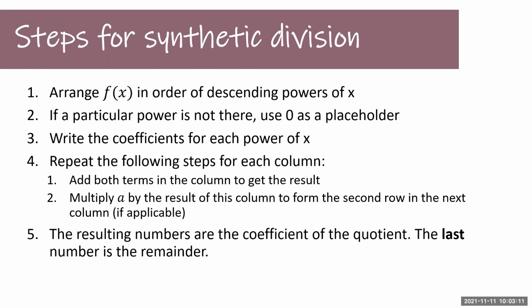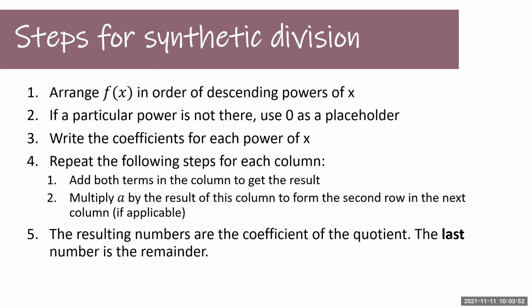The first thing that you need to do is to arrange f of x in order of descending powers. Okay, so you want to start with your highest degree and work your way down. If a particular power is not there, then you need to use 0 as a placeholder. We're going to see an example of that. Now you want to write the coefficients for each power of x. You don't need the x's, you just need their coefficients. And for each column, you're going to add the terms in the columns that we're going to see to get the results. And then you're going to multiply a by the result of that column to move it to the next row in the next column.